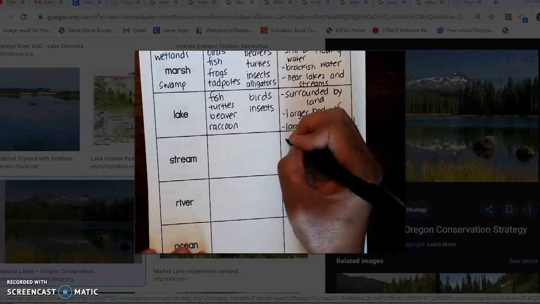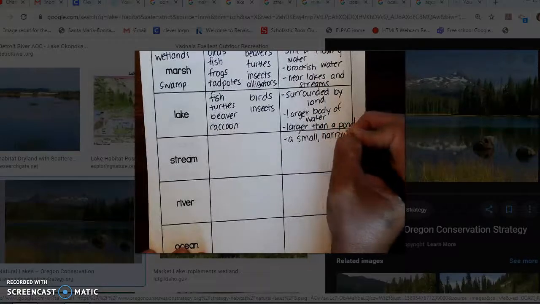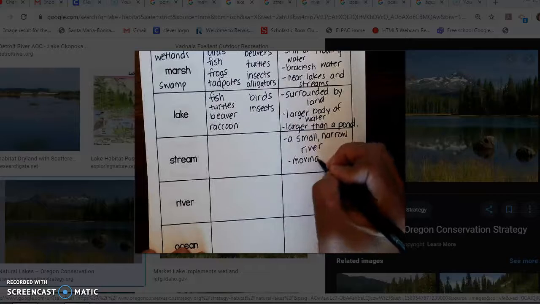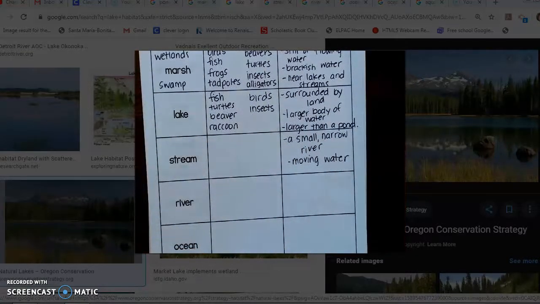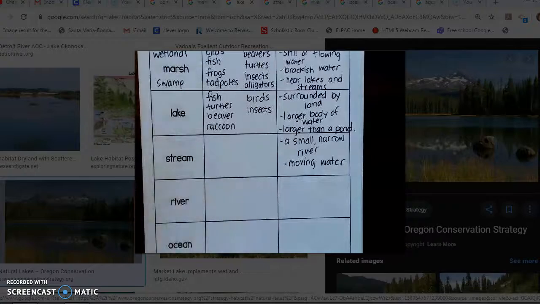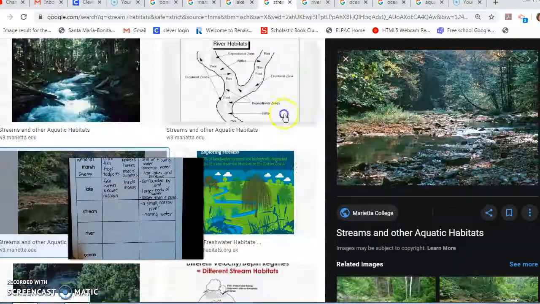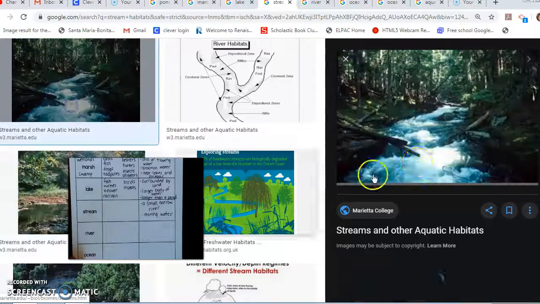A small, narrow river, and there is moving water. Okay, not still like at the pond or the marsh. So there's some moving water there. Even a lake has pretty still water unless you jump in, right, and go swimming in it. All right, so at the stream, let's take a look at our stream. Pretty, right? Doesn't look like it's moving, but it is. It is definitely flowing in the stream.